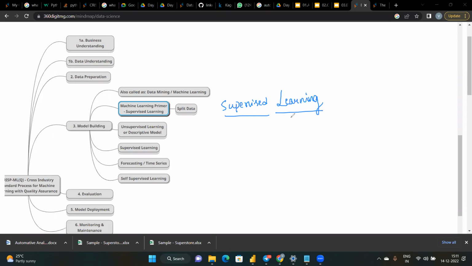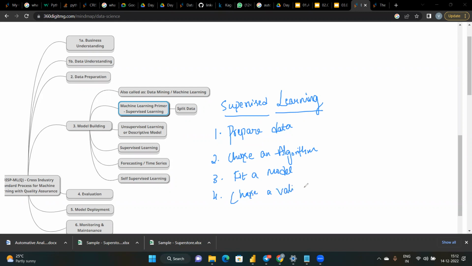Let me write it down for you. The first step is to prepare data. The next one is to choose an algorithm: what algorithm you are going to use. The next is to fit a model. The next is to choose a validation method. As I said, I am going to explain what is meant by validation.